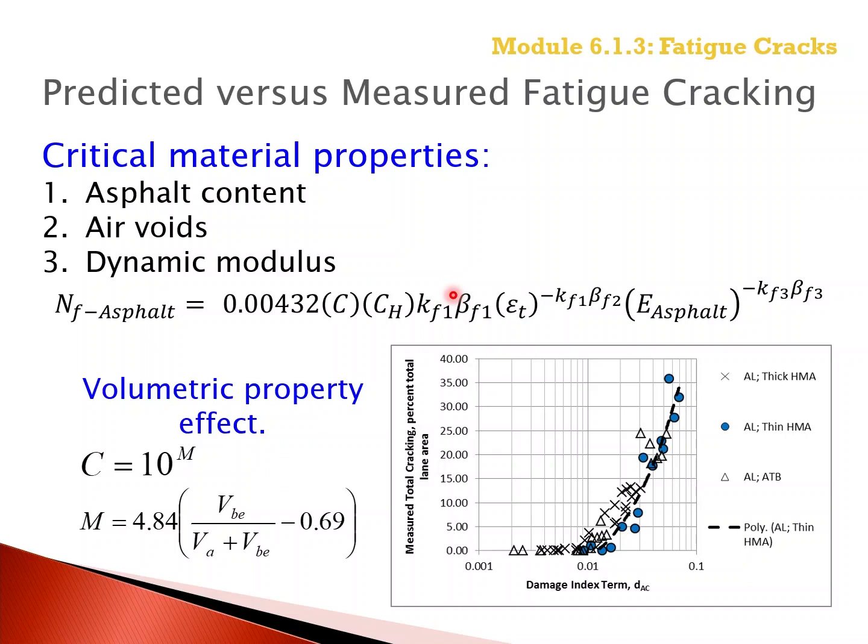So from preparing different beam specimens or indirect tensile test specimens, the volumetric condition of those test specimens needs to be taken into account in deriving the K1, K2, and K3 coefficients for the allowable number of load applications that are used.